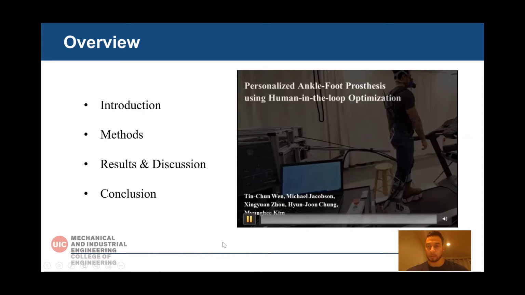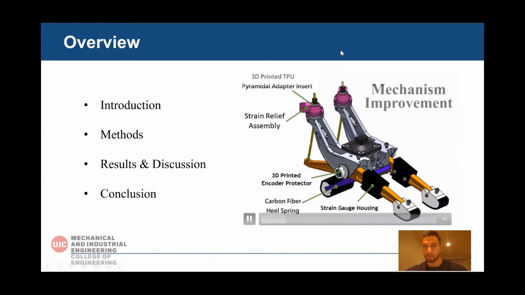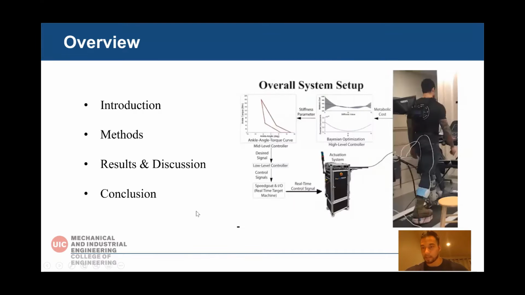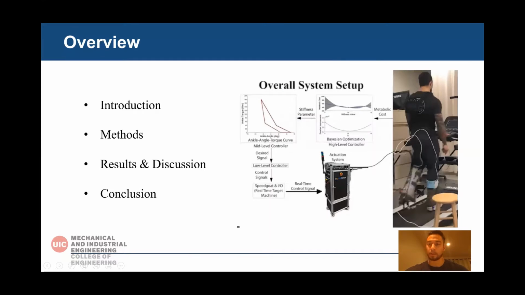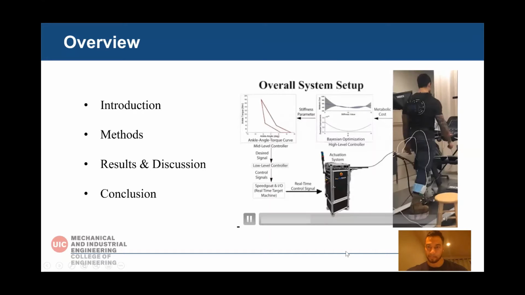As you can see, this is our mechanism that we utilize. I will go into more depth on the following slides. This is also our overall setup for the system. As you can see, we utilize a simulated amputee for our experiments.